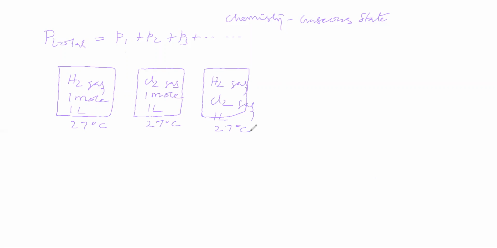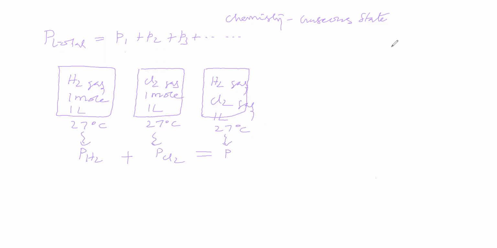Now here hydrogen gas is exerting pressure. That is the pressure of hydrogen gas. Cl2 gas is exerting pressure. That is the pressure of Cl2 gas. Here also pressure is exerted. Now say, what is the relation between this pressure and these two? Shall we say the sum of these two is equal to this one? Shall we say like this?